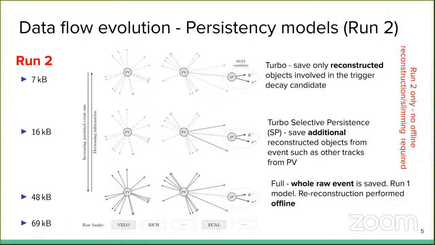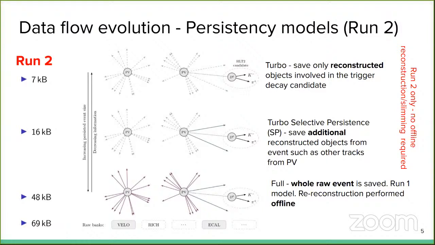So when we trigger on an event, what parts of the event do we actually save? The minimum, of course, you can save is to just save the reconstructed objects involved in the trigger decay candidate. So if you're triggering on the signal of a D0 to K pi, you just save the reconstructed K pi objects. And this is what we call a Turbo stream. Then, increasing the amount we save in each event, we have Turbo selective persistence, or Turbo SP, where we can save additional reconstructed objects. In the case you see here, we're saving objects that come from the same primary vertex as our signal decay. And this is customizable. You can choose exactly what other parts of the event you save.